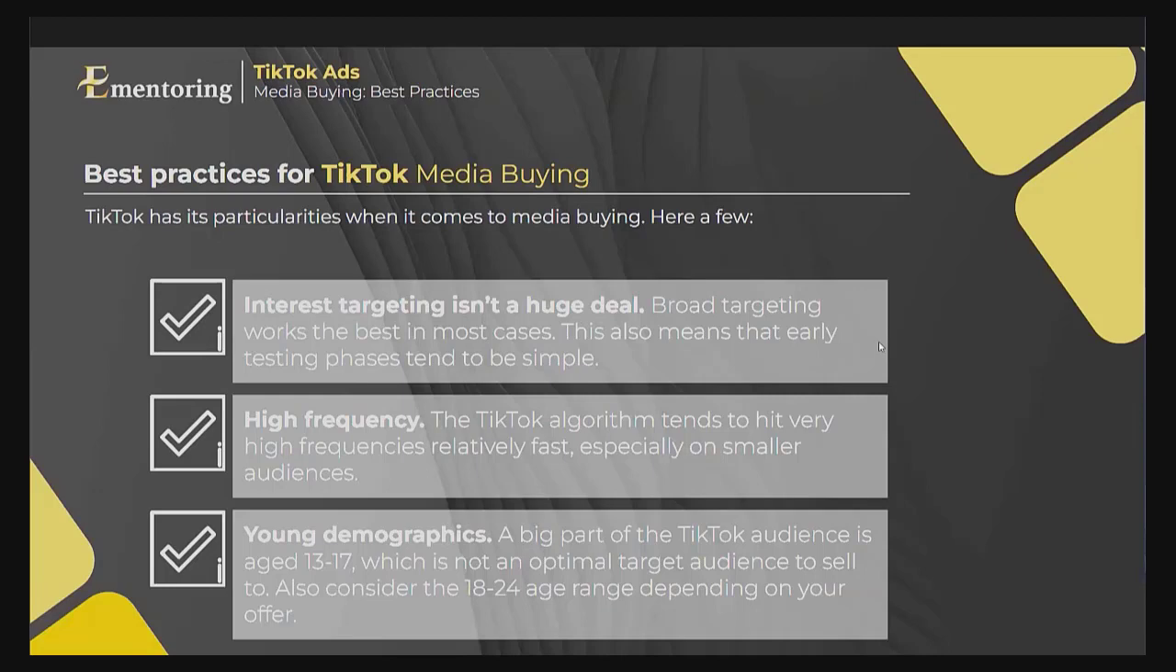And then, something that I've mentioned before, with the younger demographics, you generally want to exclude the 13 to 17 age range, because it's not great converting traffic. They usually don't have credit cards, they don't have the money, they have to ask their parents to buy stuff.